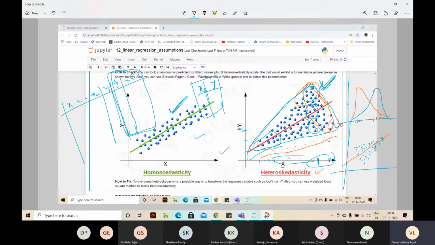So now, to fix heteroskedasticity, what we did is apply a log transformation on the y value. If you make a prediction using the input, will you get log y or y as the predicted value?